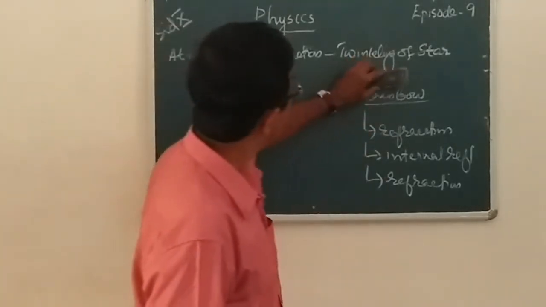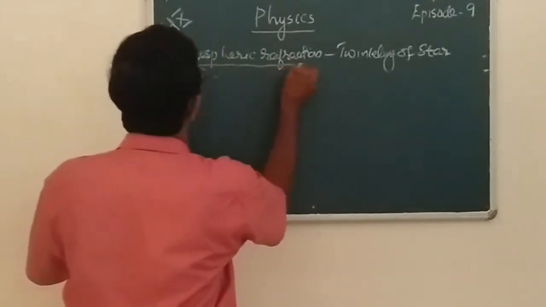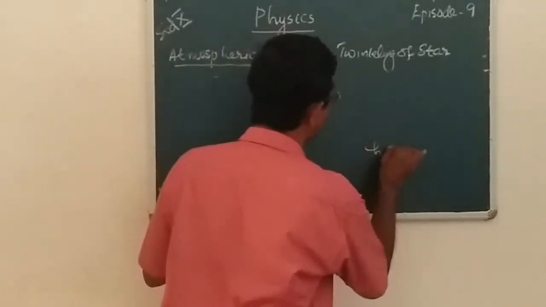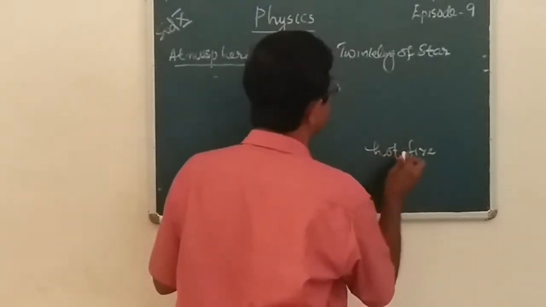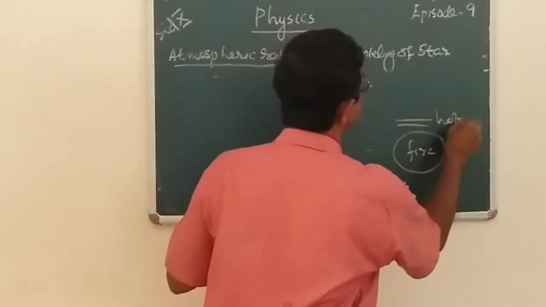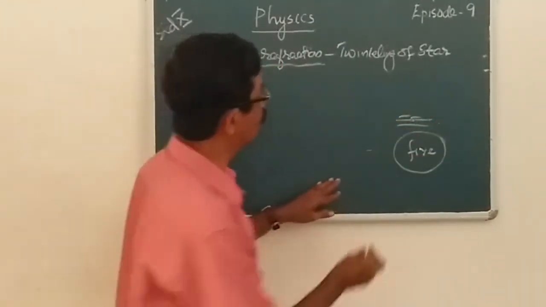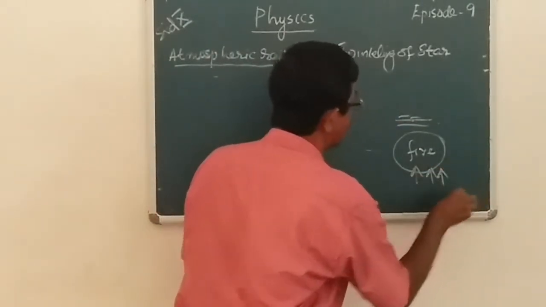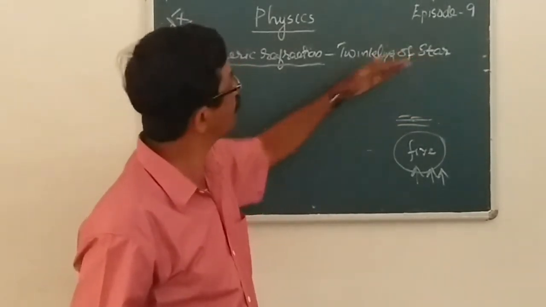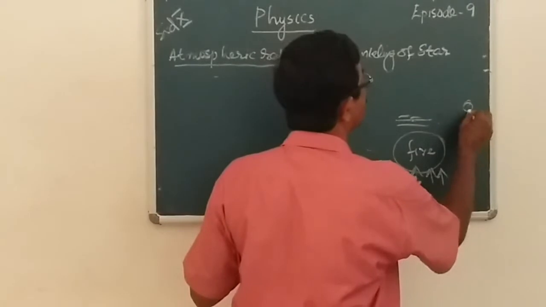Now see, here we are going to discuss atmospheric refraction. What is atmospheric refraction? Suppose, see, here is a hot fire. Just above the fire, there is hot air, and its temperature gradually decreases. Suppose here is an object.